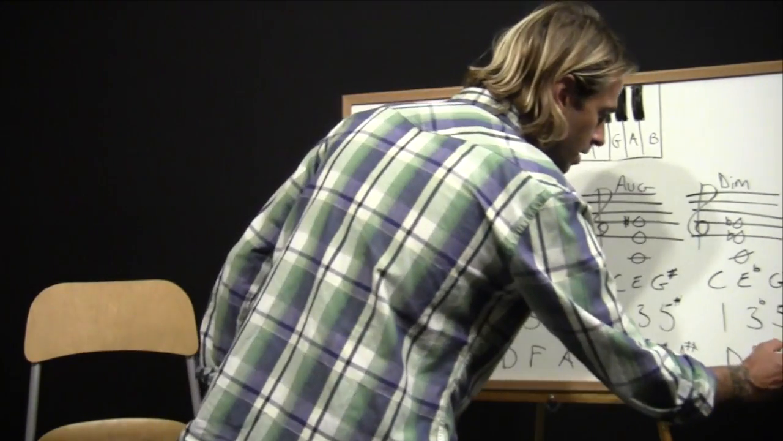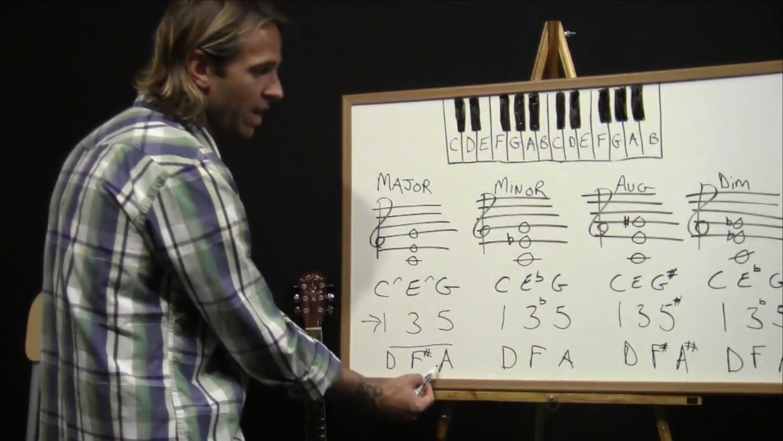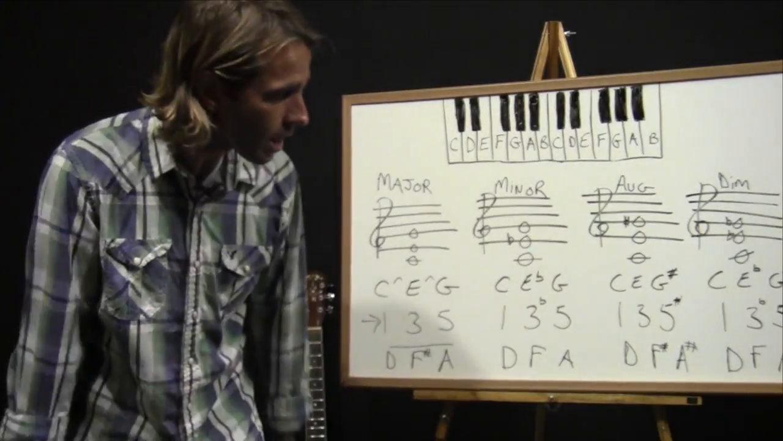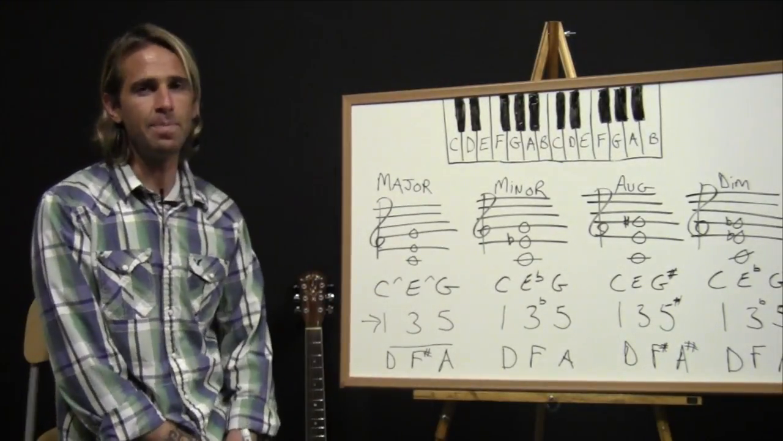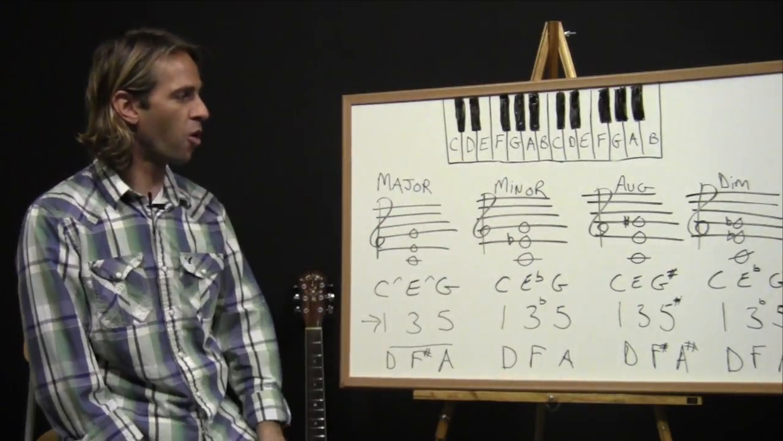Let's look at the D, and let's do the same thing with that. We've been using that as an example. The A is natural anyway, so we have to flat it. It'd be a D, F natural, and A flat. These are four formulas that you need.